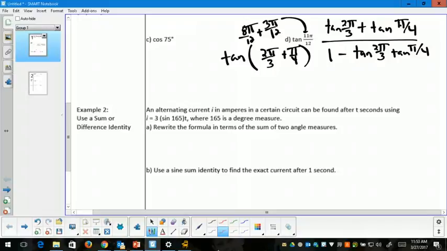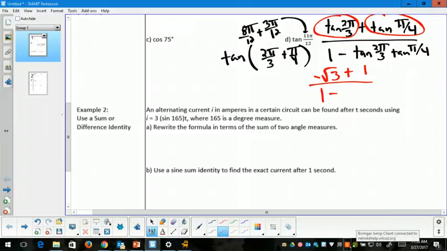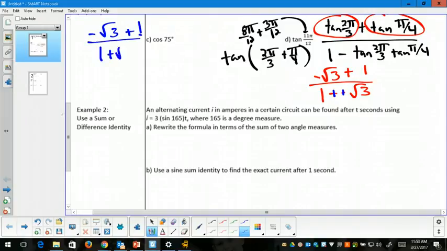All right, so 2 pi over 3, that's going to be square root of 3 over 2 times negative 2 over 1, which is negative square root of 3. That's that one. And then tangent of pi over 4 is going to be 1. Well, that's convenient. And then in the denominator, I have to multiply those. So I have 1 minus negative square root of 3 times 1, which is negative square root of 3. So that becomes a plus. So now I have, and I'm going to do it over here on the side because I don't have much room left there, over 1 plus the square root of 3.